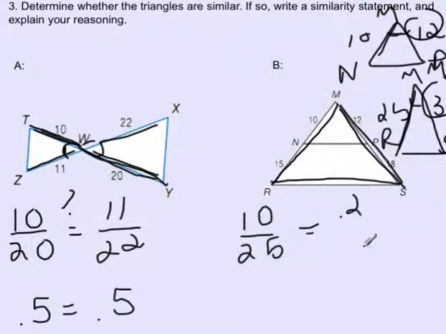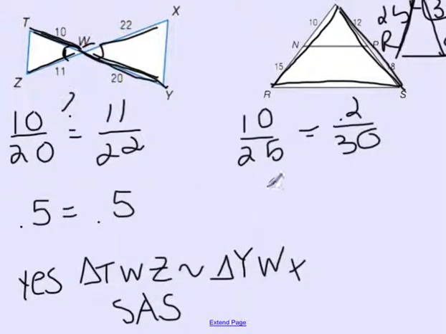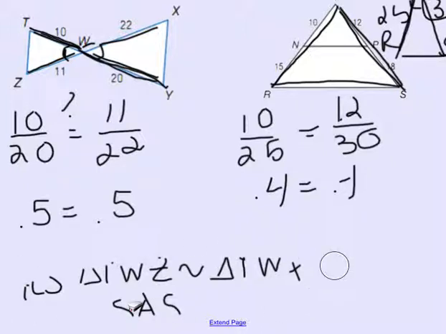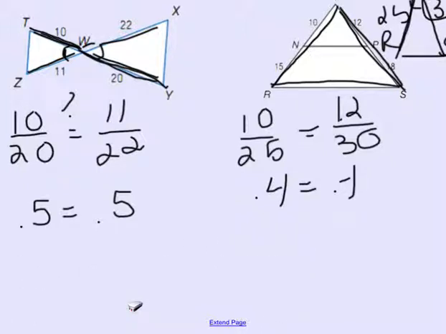So let's go ahead and check that. When we do 10 divided by 25, we end up with 0.4. Is that equal to 12 divided by 30? Why, yes, they're both 0.4. So now I know that my two sides are proportional. So that means I have two proportional sides and the included angle is congruent. So I can say yes, they are similar by side angle side.